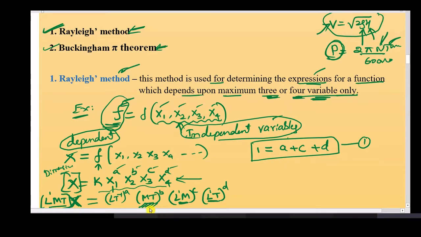Similarly, you equate the power of M on both sides, and the power of time on both sides. Then you will get 3 equations, 3 unknowns, so the a, c, d values will be calculated. Come back to this equation and substitute the a, b, c values, you will get one equation. That is a dimensional equation using the Rayleigh method. That is what we do. How will we derive it? We'll take one expression with some variables and derive the equation for a dimension using the Rayleigh method.